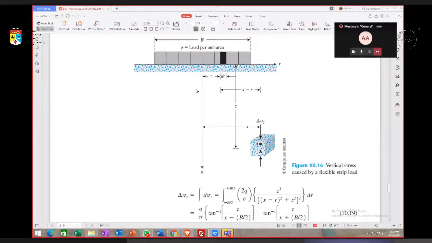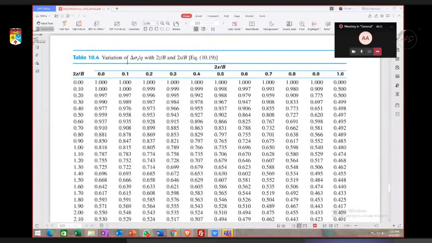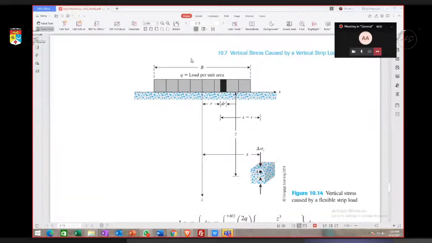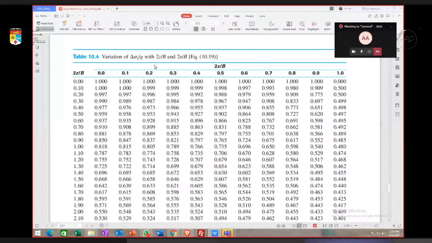Definitely we are going to use the table, which is much easier. So we can use Table 10.4 to calculate the increase in vertical stress due to the strip load. We need to find B, which is normally given. By using that value, we can use this table and then find the increase in vertical stress.